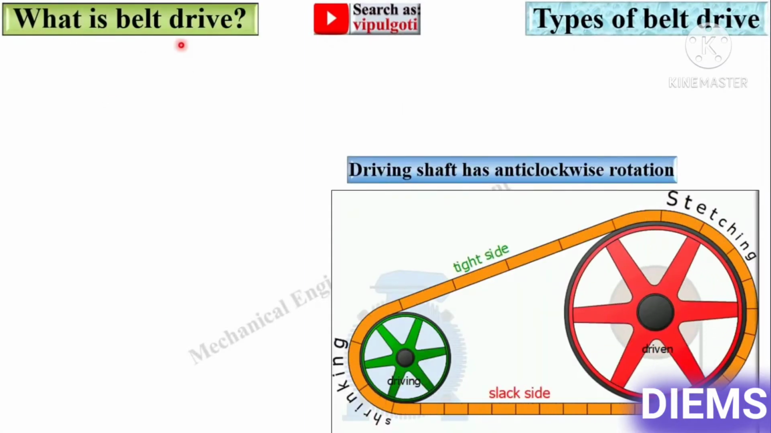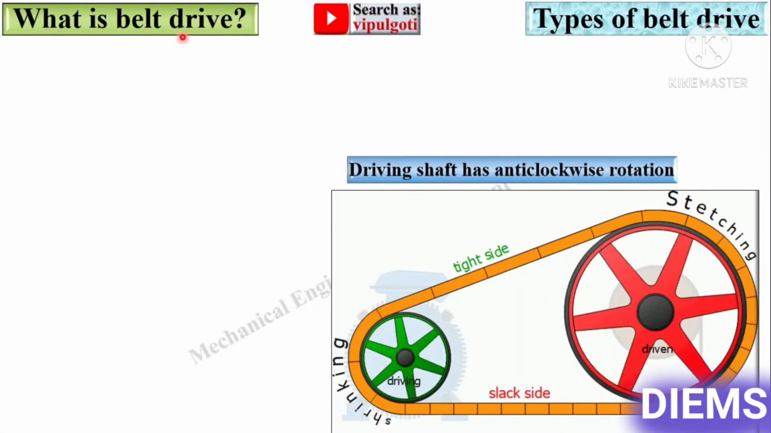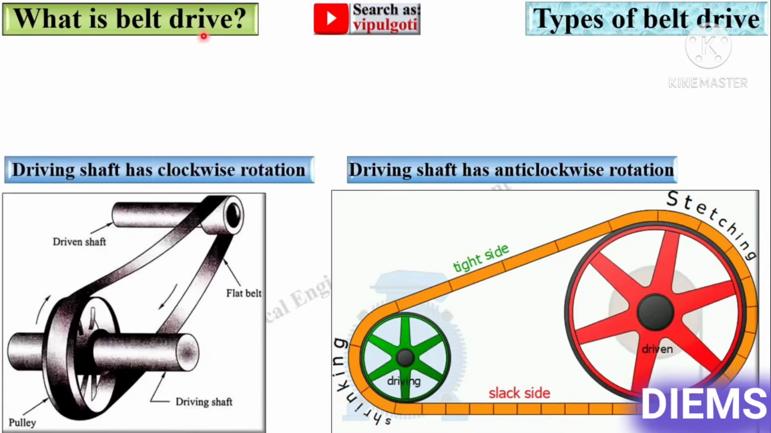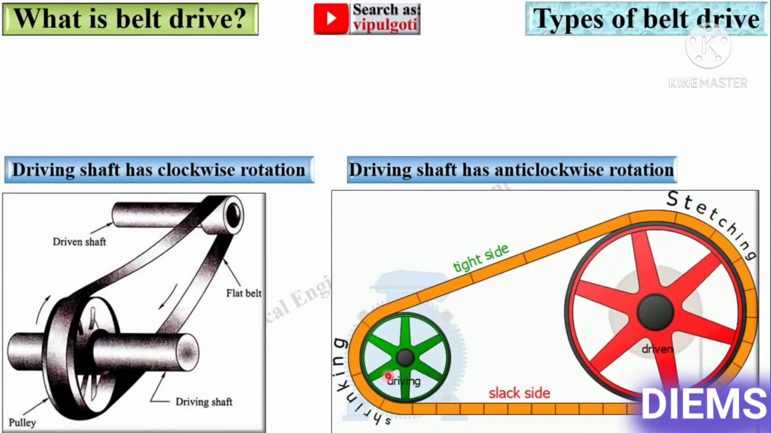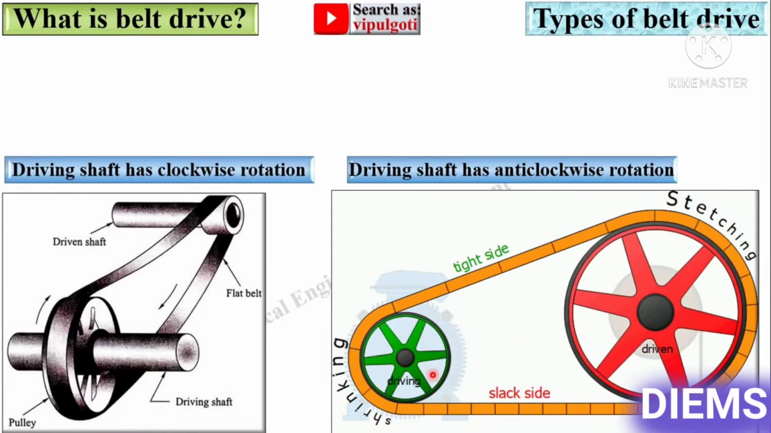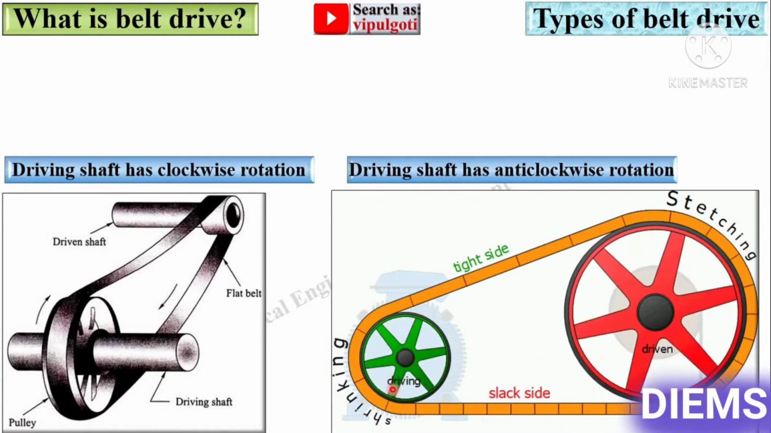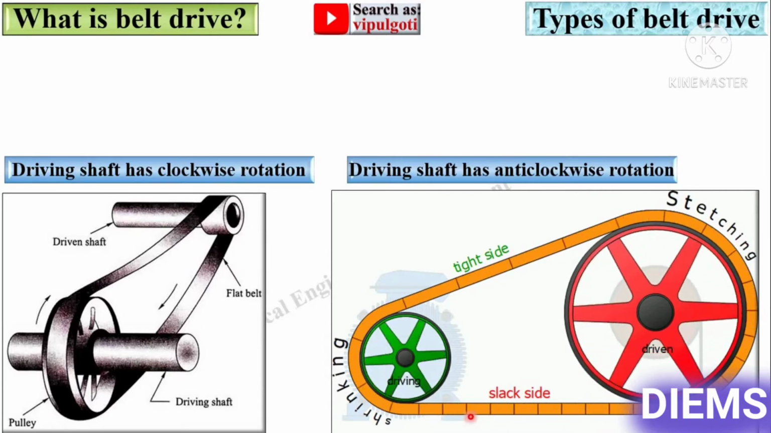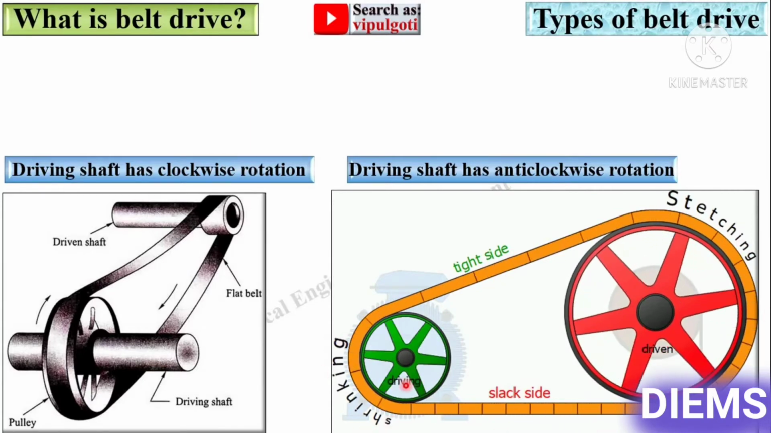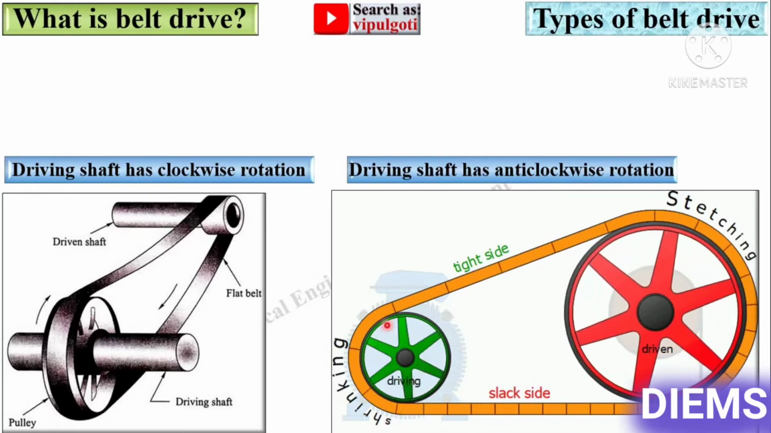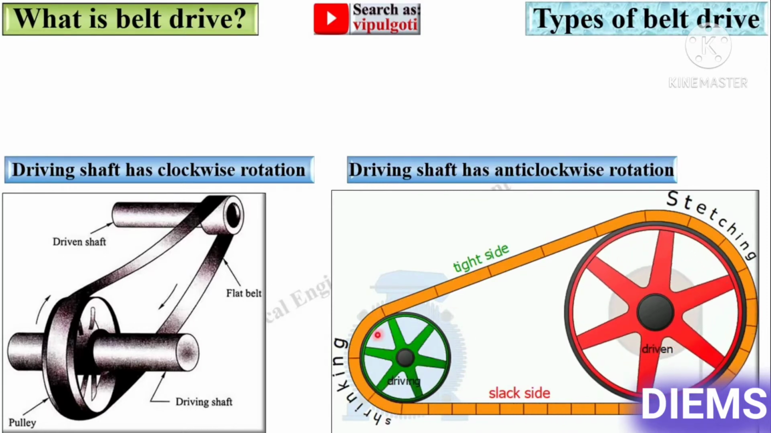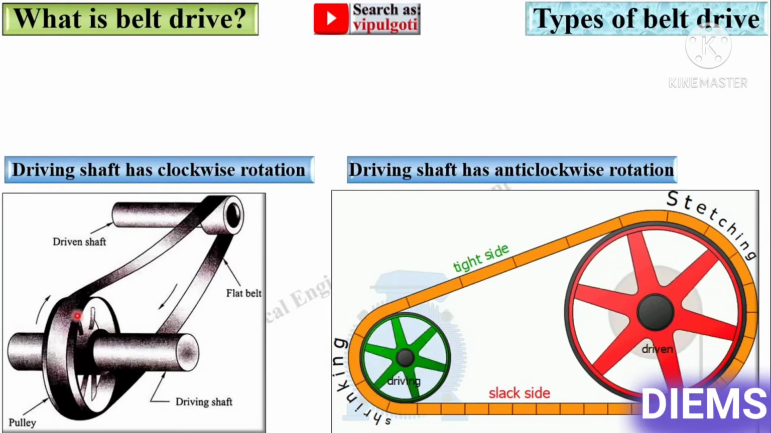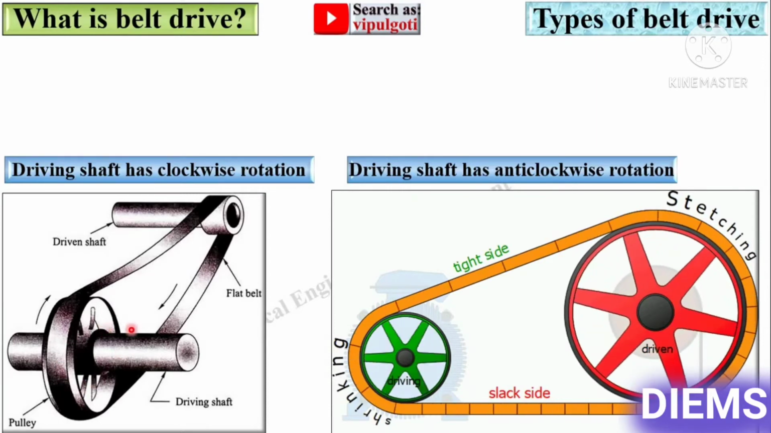Before starting that, first try to understand exactly the meaning of belt drive, or you can say what is belt drive. So in this figure you can see there are two pulleys, driving pulley and driven pulley, and on which the belt is mounted. And in this figure you can see this is the driving shaft, and here the driving shaft is rotating in anti-clockwise direction, and in this figure this is the driving shaft which is rotating in clockwise direction.